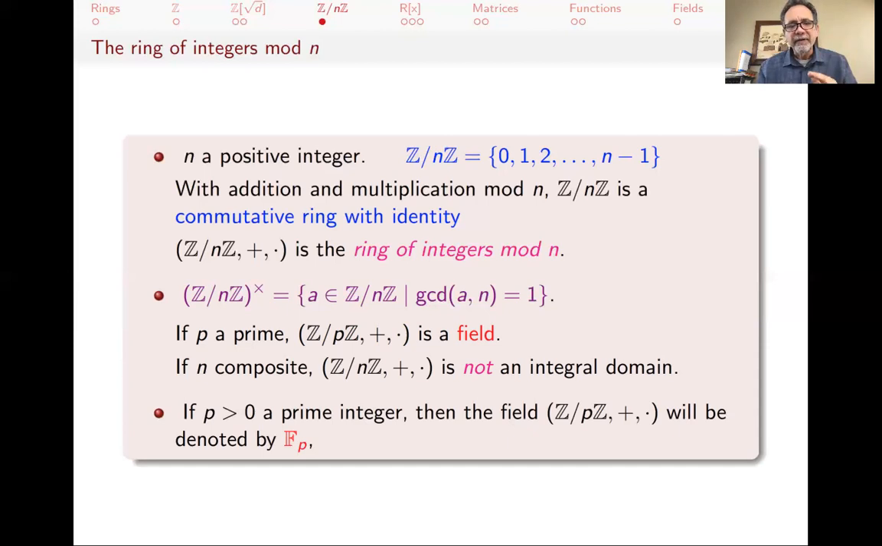By the way, in the case where n is a prime, the field Z mod pZ will be denoted by F_p, field with p elements. F for field, p for the fact that it has p elements. And we call that the field with p elements because it's actually unique. All fields with p elements are isomorphic to each other. That needs proof, and we're not ready to prove that. We prove that much later in the course of these lectures.